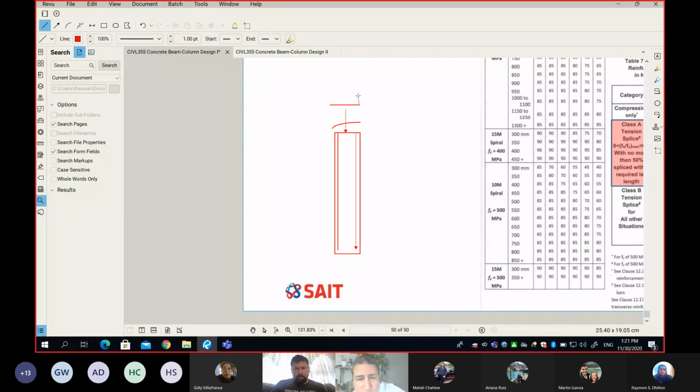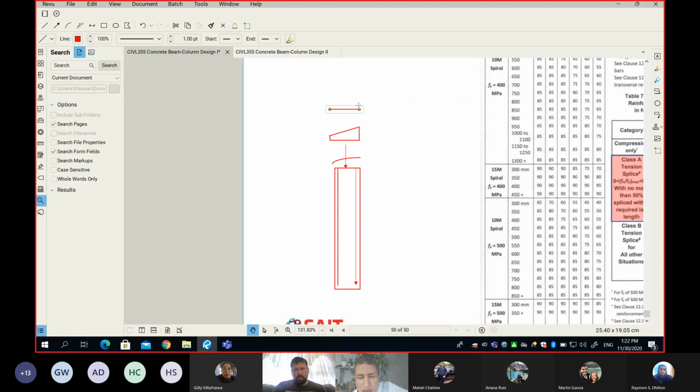So it could be this. It could be more compression on one side and less compression on the other side. That's one option. Or the other option is that it could be compression on one side and tension on the other side. So here you have compression, here tension.